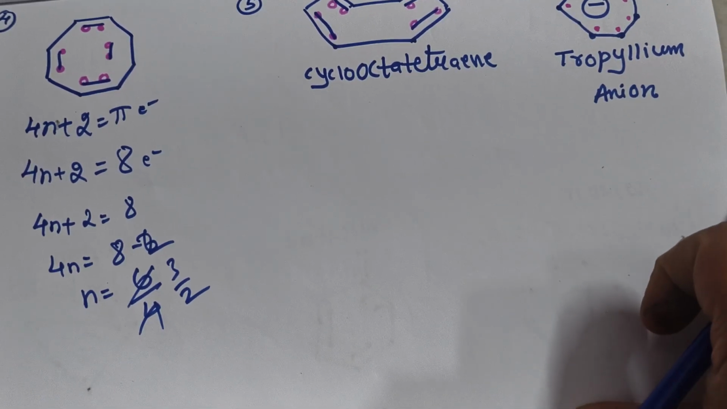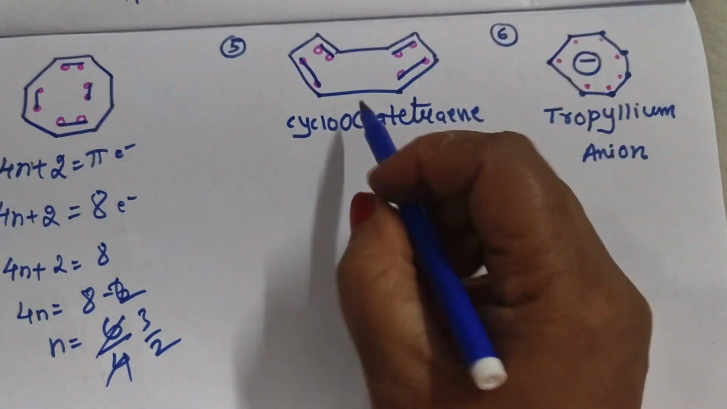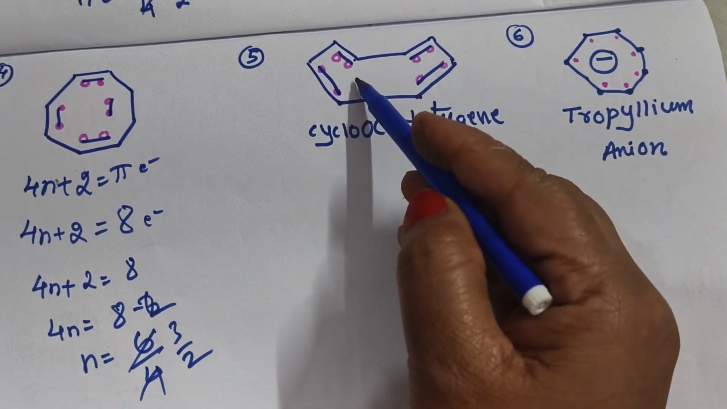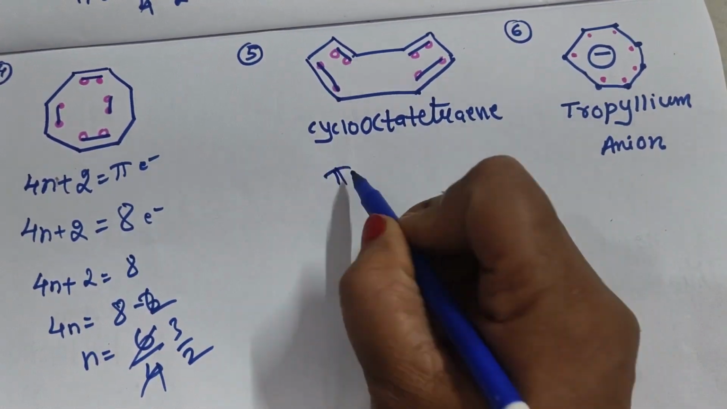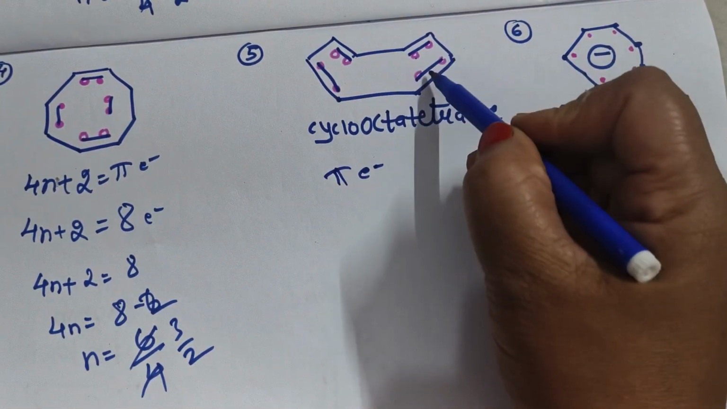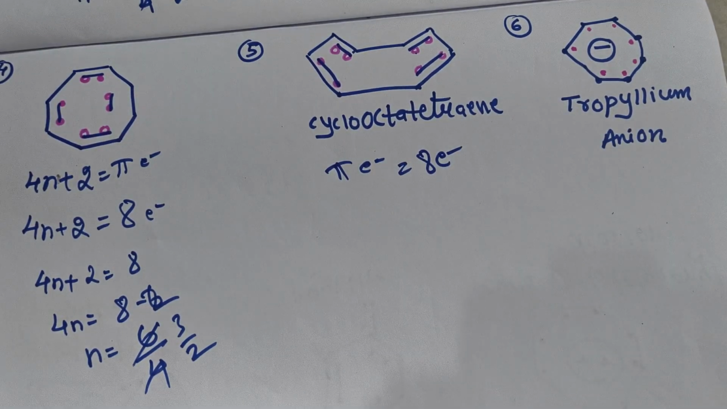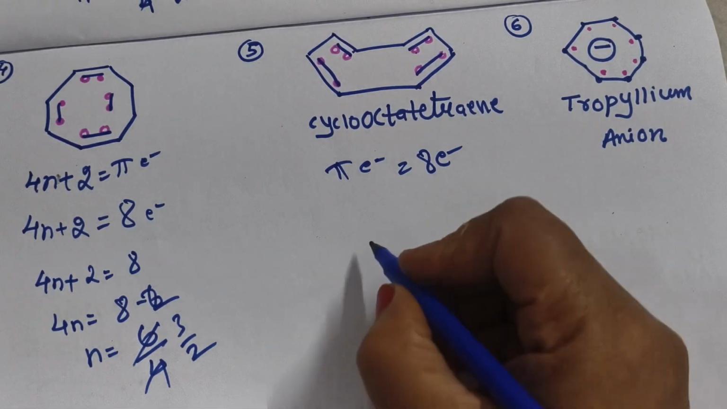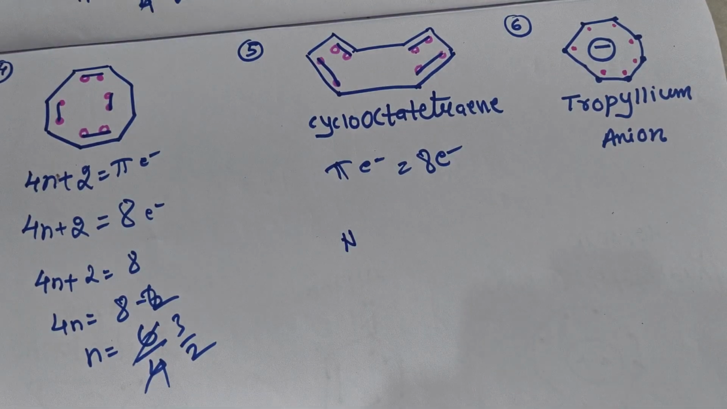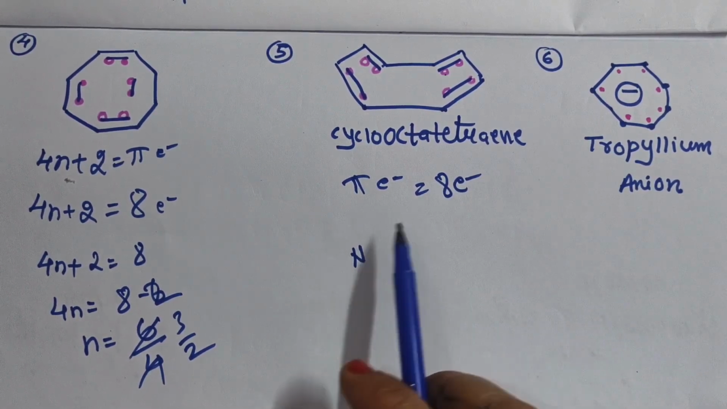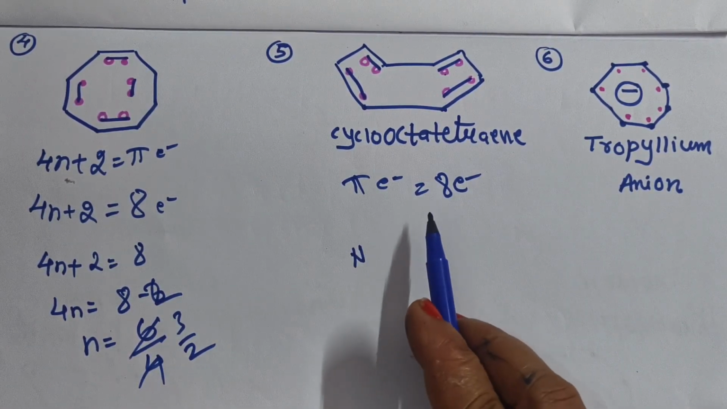Next we will talk about another compound, that is also cyclooctatetraene. You can see both are conformers. Same here also, you can count the number of pi electrons: 1, 2, 3, 4, 5, 6, 7, 8. So here also the number of pi electrons is 8. When the number of pi electrons is 8, it will not give you the correct answer, so it does not satisfy Huckel's rule. Hence this compound will also be non-aromatic, as we saw that cyclooctatetraene also has 8 pi electrons.